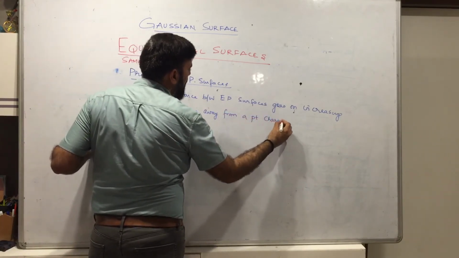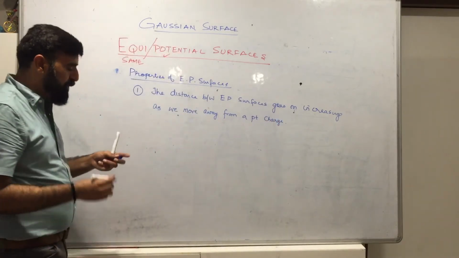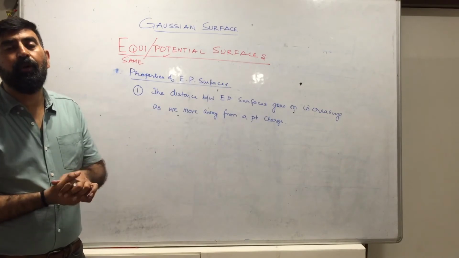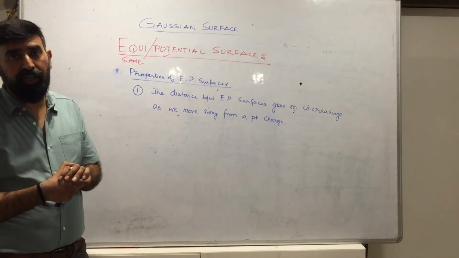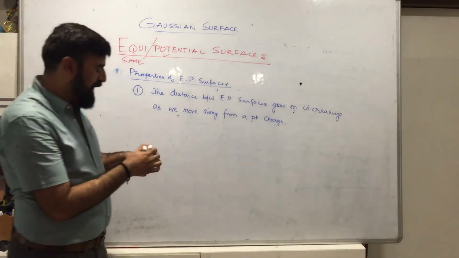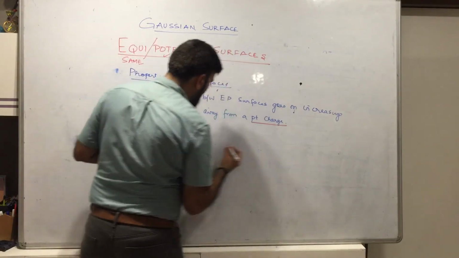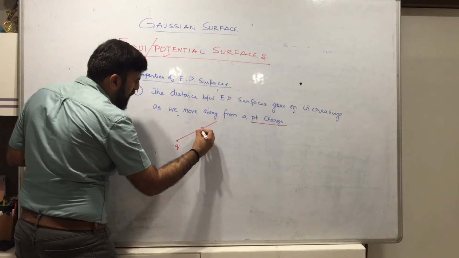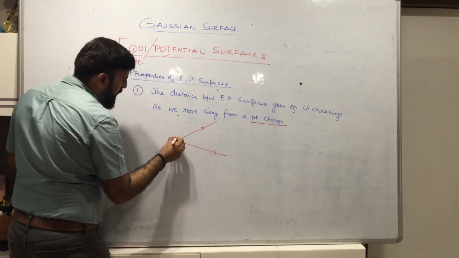I hope you can recall that when you take a point charge, the electric field produced by a point charge is variable. It is not a constant electric field. So I'm taking a point charge here, Q. The electric field goes this way.